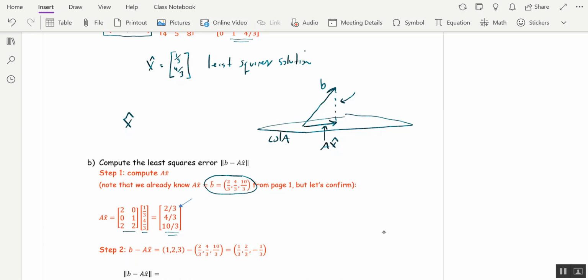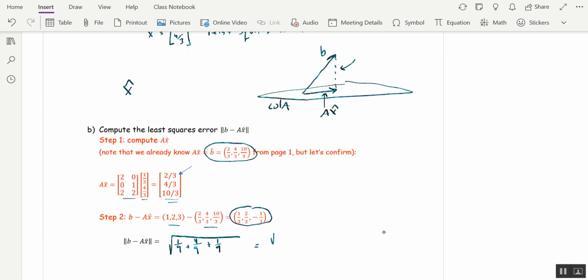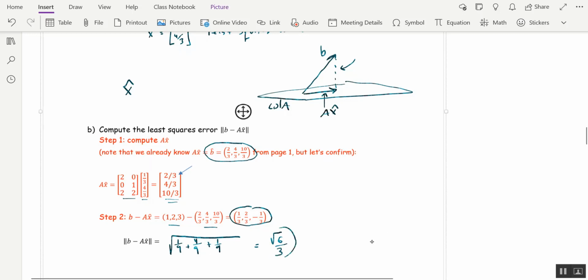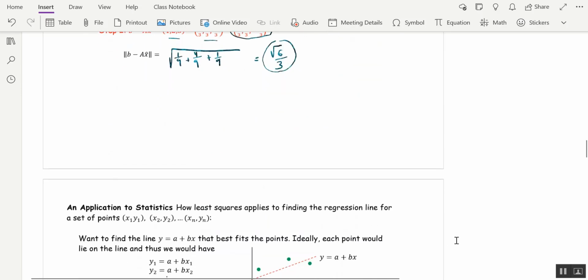Then I have to compute B minus AX hat, and I went ahead and did that. And so the least squares error is going to be the length of this vector, which is the square root of 1/9 plus 4/9, and then negative 1/3 squared is 1/9, which is the square root of 6/3.